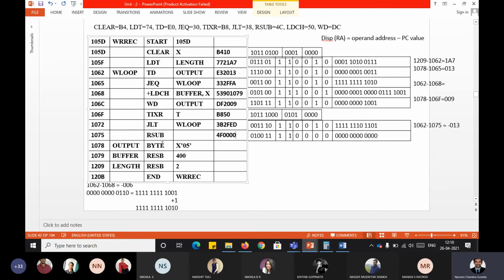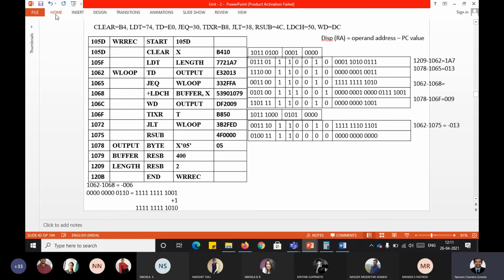Finally, BYTE output, X'05'. It is a hexadecimal 05. As it's already in hexadecimal, 05 itself would be the object code. And there is no object code for the reserve byte instructions. So that's the object code for these instructions. Did you understand, students? Yes, sir.